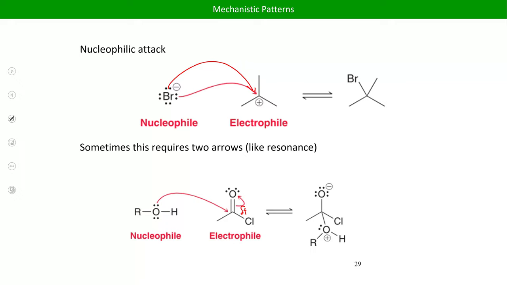And so this is getting into, sometimes you can combine these steps to have the leaving group leave at the same time as the nucleophile attacks. This would not be leaving group leaves because we still have all of our sigma bonds in place.